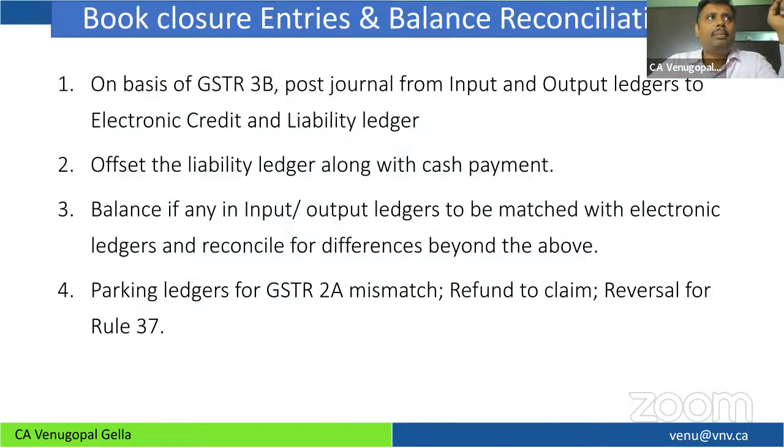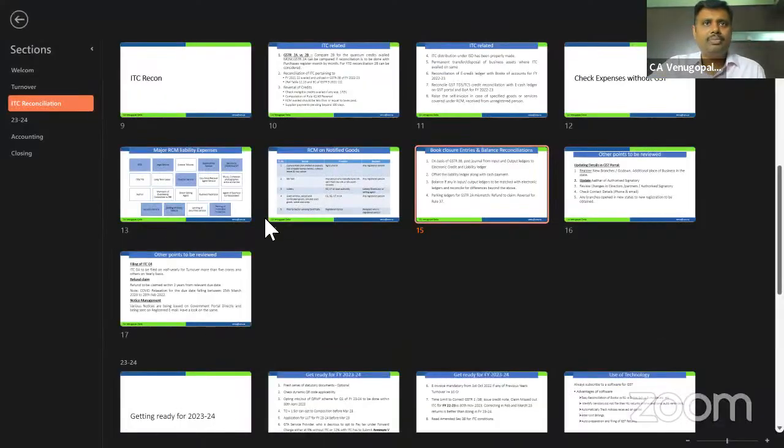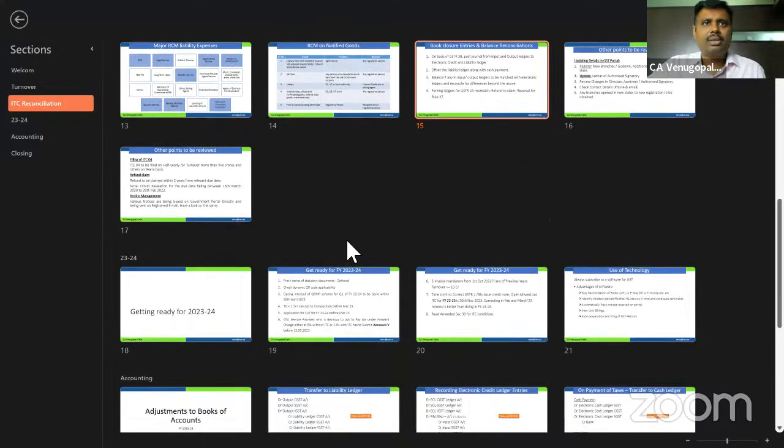post book closure entries, the parking of entries between your 3B to the output liability ledgers. So let me actually show you how those entries would be there. Then we'll come back to getting ready.